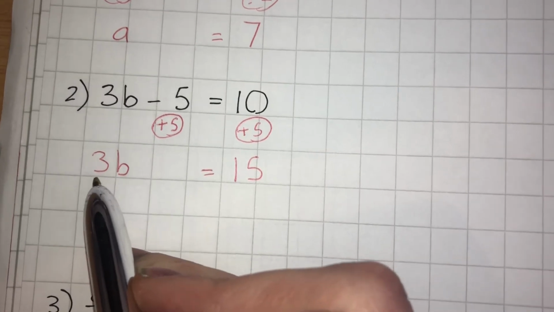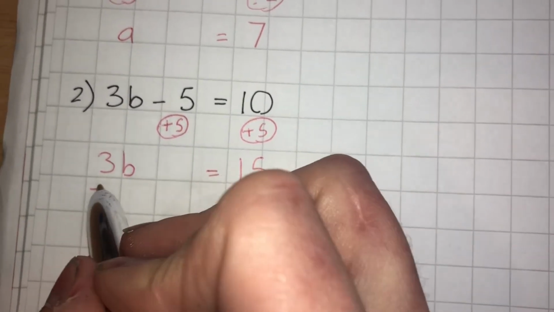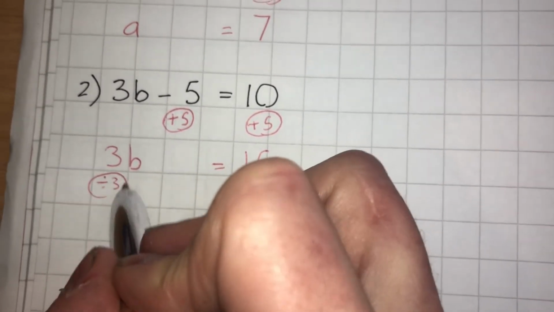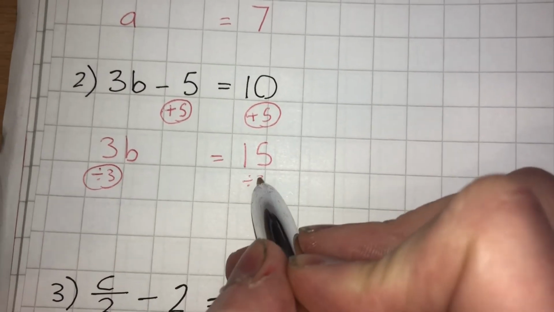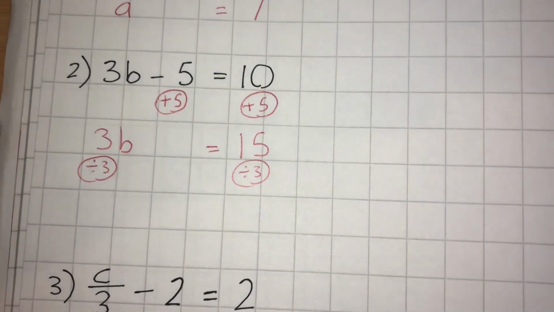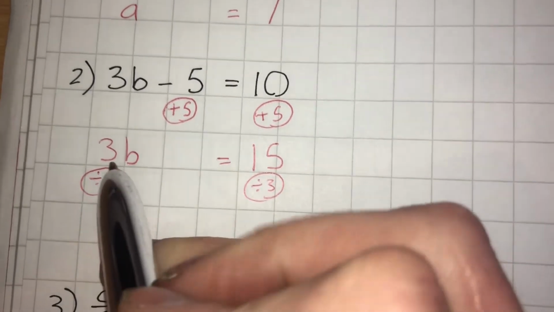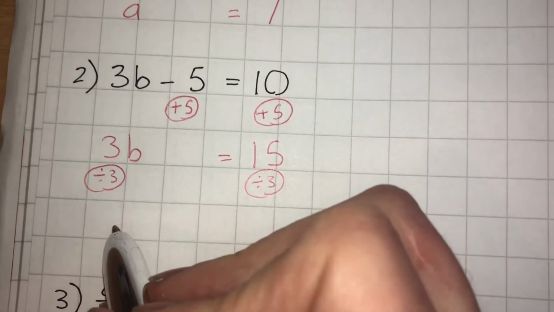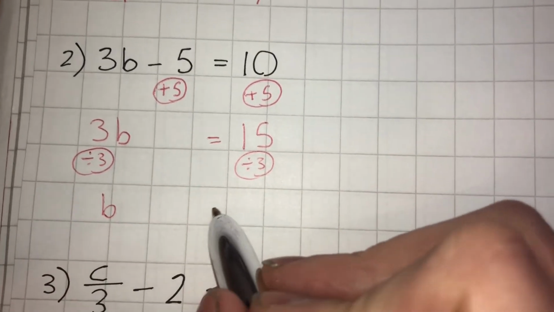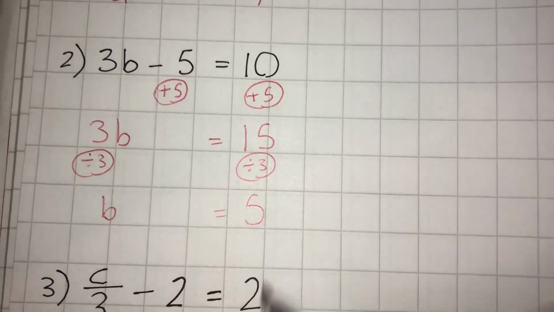So to get rid of 3 times, I divide by 3. And I do the same on the right hand side as well. Again, this is just using the rules that we learned earlier when we were dealing with one-step equations. So 3 divided by 3 is 1, 1b, which is just b. 15 divided by 3 is 5.